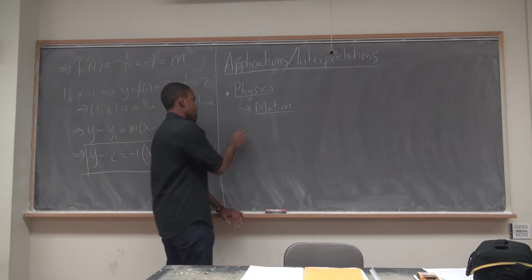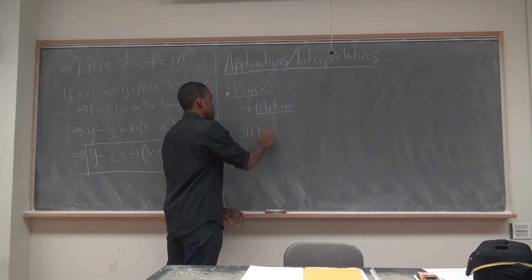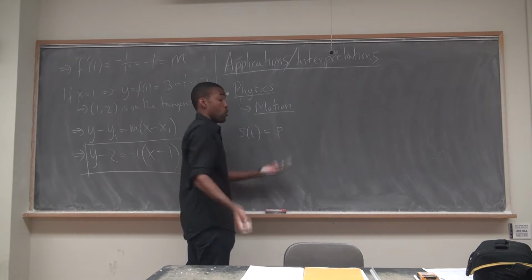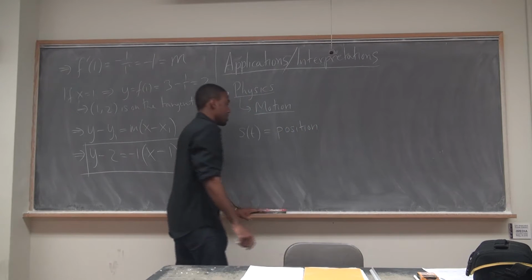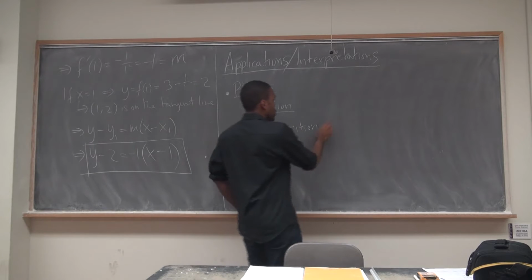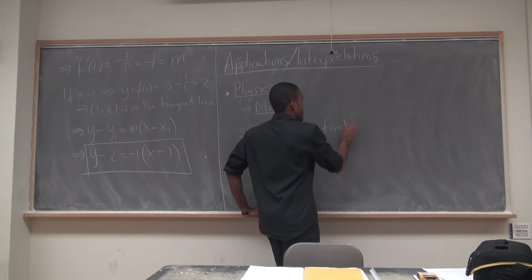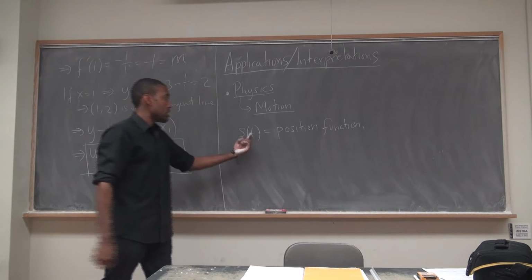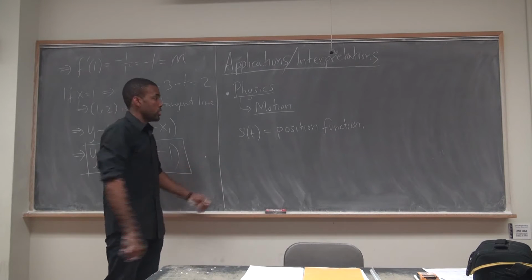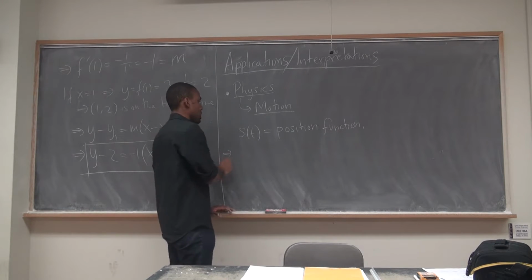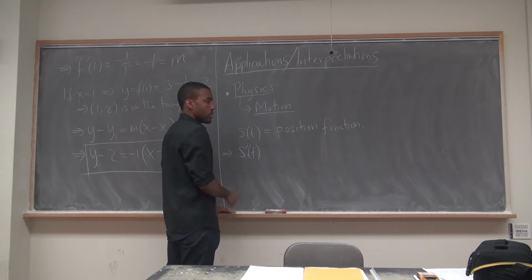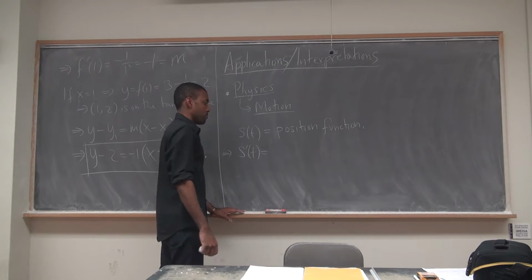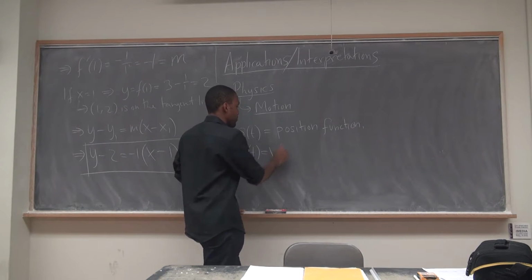Common notation is s stands for position. I don't know why s stands for position. That's a very common variable to use for position. So if you have a function that gives your position at any time t, when I plug in t, the output of s tells me my location, right? Then it turns out that if I take s prime of t, what does that give me? Velocity. That would give you velocity.